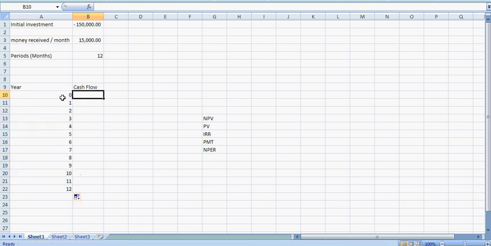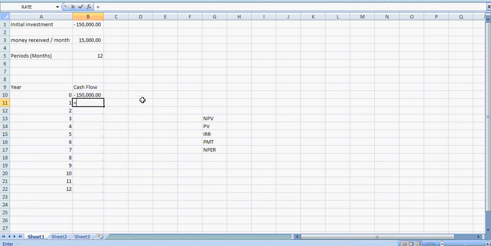Notice that in finance, there's a jargon where year zero means now, which is the present. Let's assume that we paid $150,000 to buy a car that will get us $15,000 per month. This is what we call in finance the discounted cash flow method.